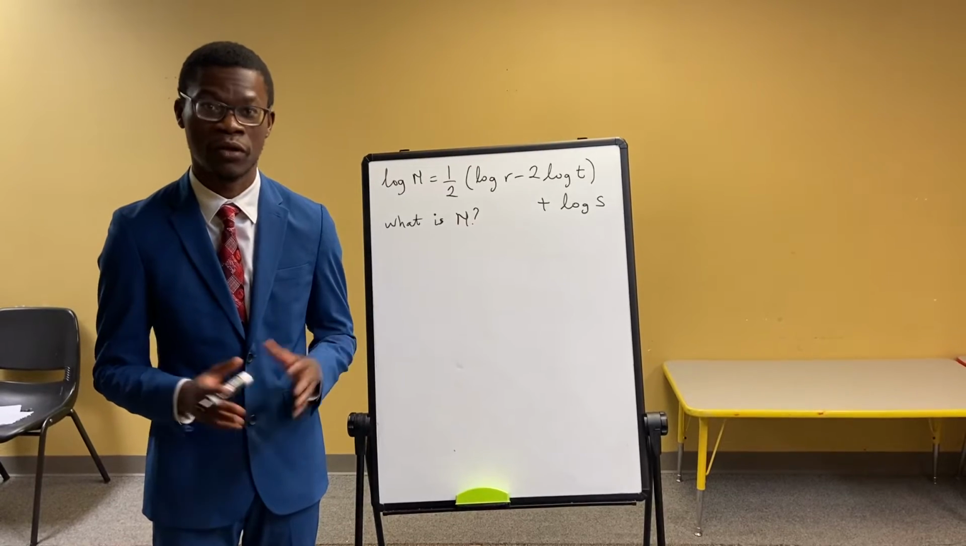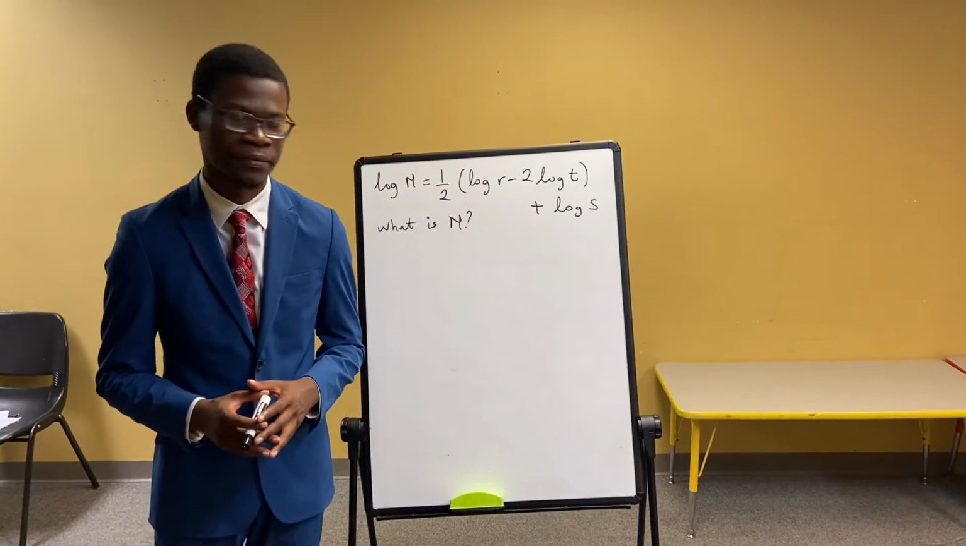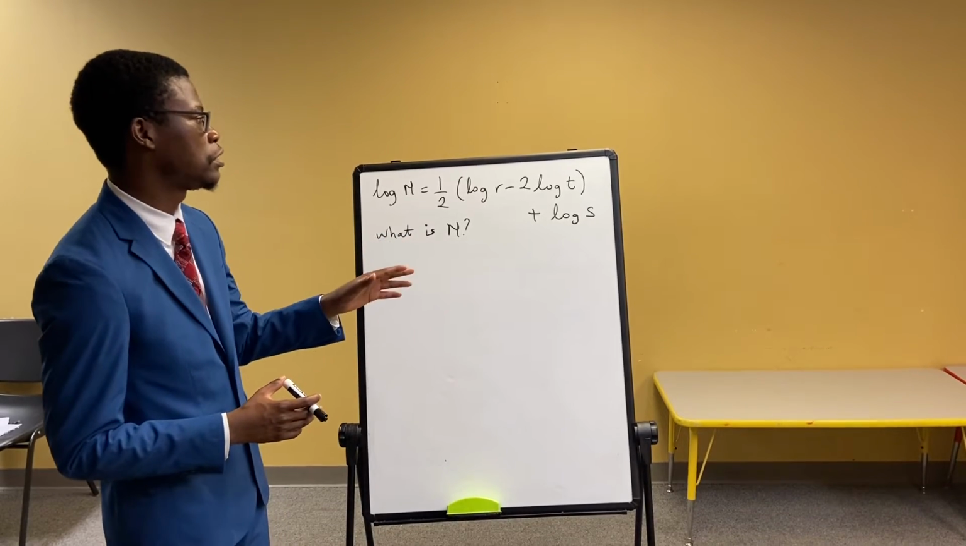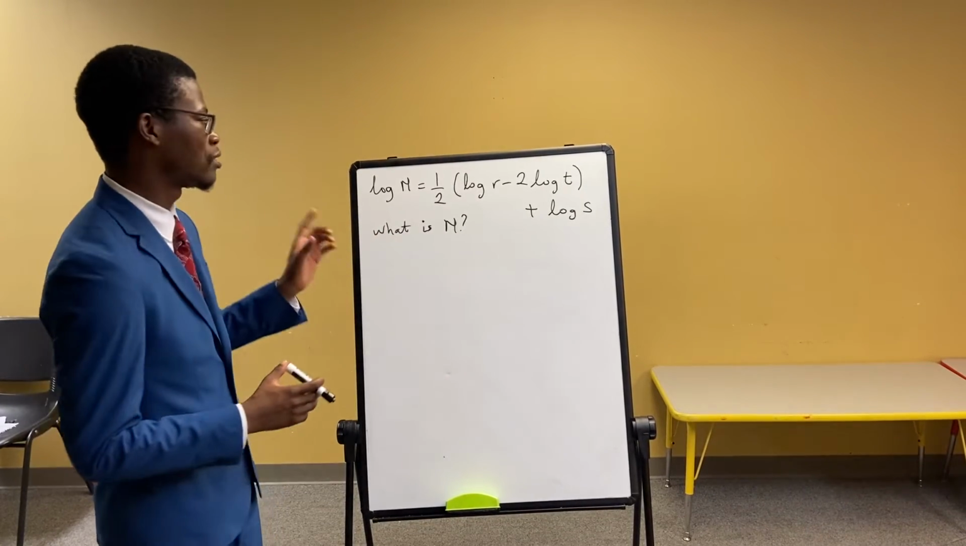Today's question is about log functions, logarithmic functions. Alright, so if log n equals half of log r minus 2 log t plus log s, what is n?